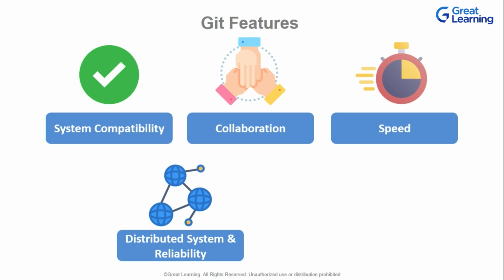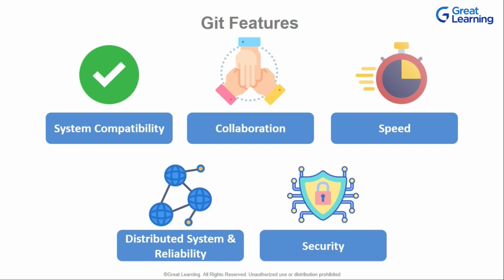Then it is very reliable. That means that you can always access your code at any time. And there's a good layer of security, as you know who's making the changes, when they're making the changes, and only authorized personnel can make those changes. So there's a good layer of security also. So these are the different features of Git.